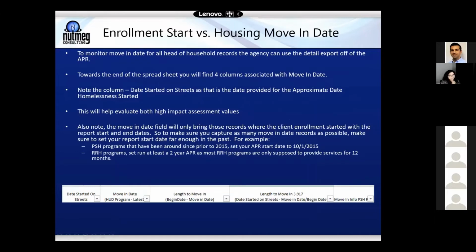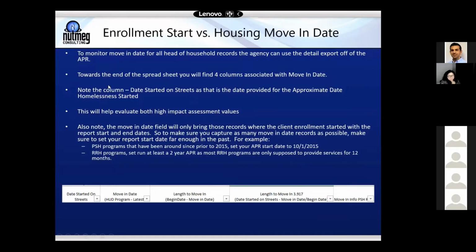And this is a snip of the APR headings. And I'm going to talk about this in a second up above here. But these are towards the end of your APR detail export. There's date started on street, move-in date, length of time between the enrollment begin date and move-in date. And then there's a column for date started on street to move-in date. It's only the head of household record, so you're going to see a lot of blanks, but you're only focusing on the head of household.